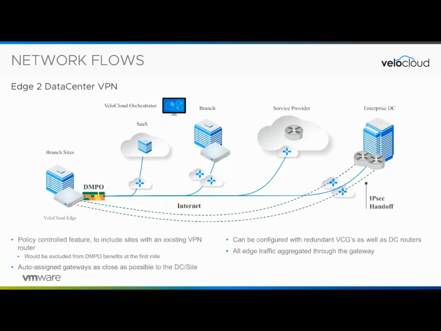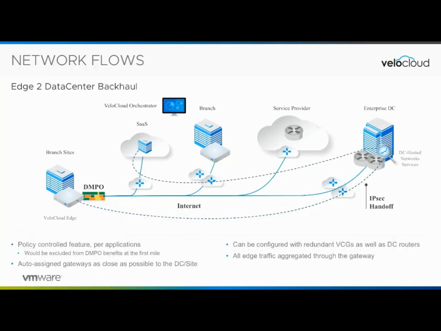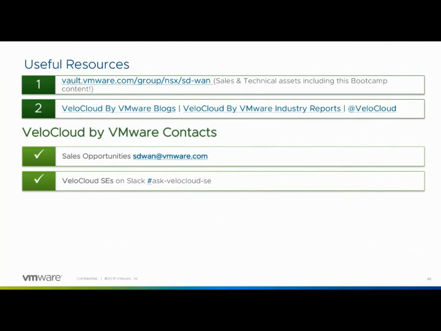The moment you define a hub site, all the branches will start building up static overlay tunnels to that hub site, building up a hub and spoke topology. And this is where the DMPO comes into play. On all the overlay VPN tunnels, the DMPO works. Edge to data center backhaul. These are some of the scenarios we talked about.